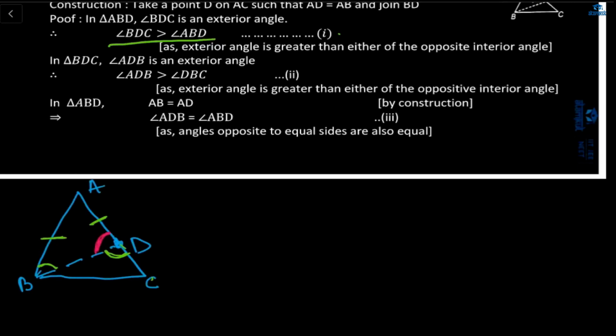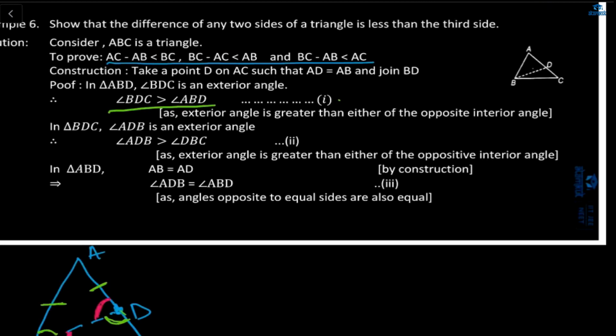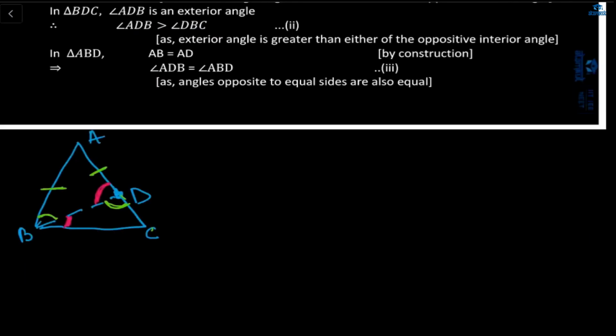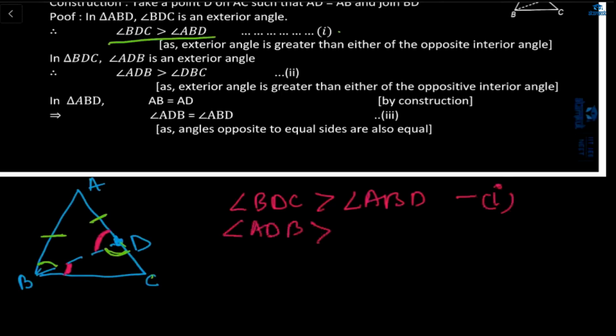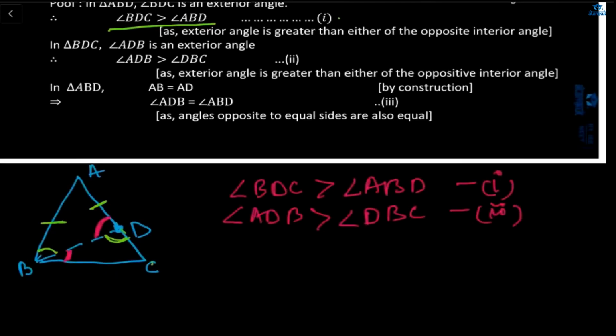So if you compare this angle with this angle, why am I comparing with this angle? You have to show that the subtraction of two sides will be less than the third side. So this angle will be greater than the angle DBC. You can mark it as the second point. So I am writing here: angle BDC is greater than angle ABD. This is your first point. And the second is: angle ADB is greater than angle DBC. Second point.